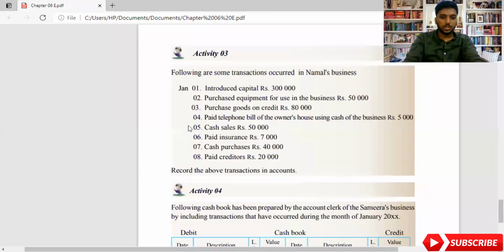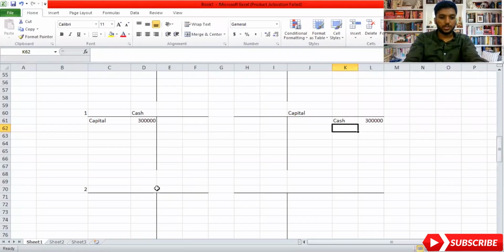Adjustment number 2, let's move on. Purchase equipment for use in the business, 50,000. So when you purchase equipment, your cash is going out, your equipment is coming in. So equipment is an asset account. Asset account increases, it's a debit. It's 50,000 cash you have spent.